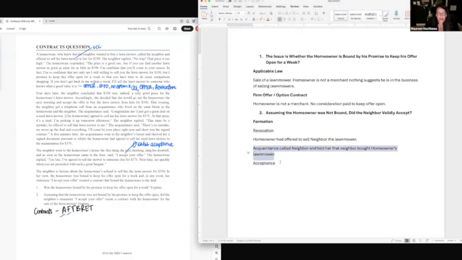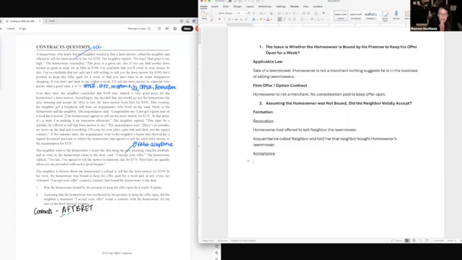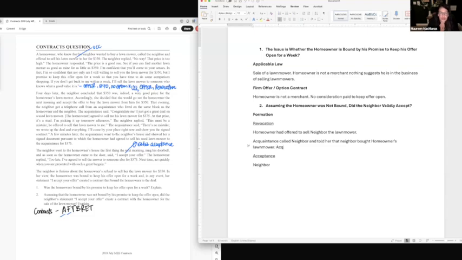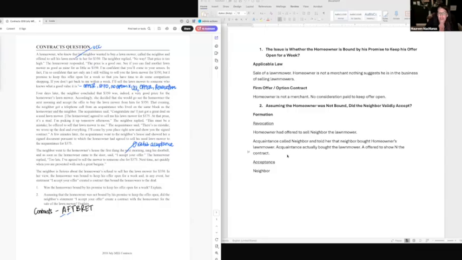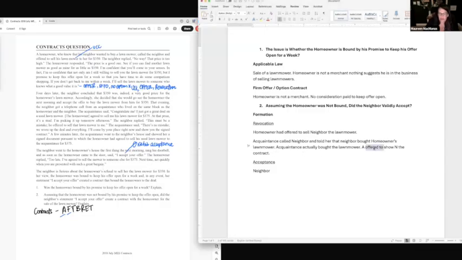Okay, and then the acceptance. We'll talk about the acceptance. Somebody said, Laura said that the acquaintance actually bought the lawnmower. I mean, you could just say offered to show neighbor the contract. Okay, I don't think it says that they actually showed them. Oh no, showed her the signed contract. Yeah, showed the signed contract.